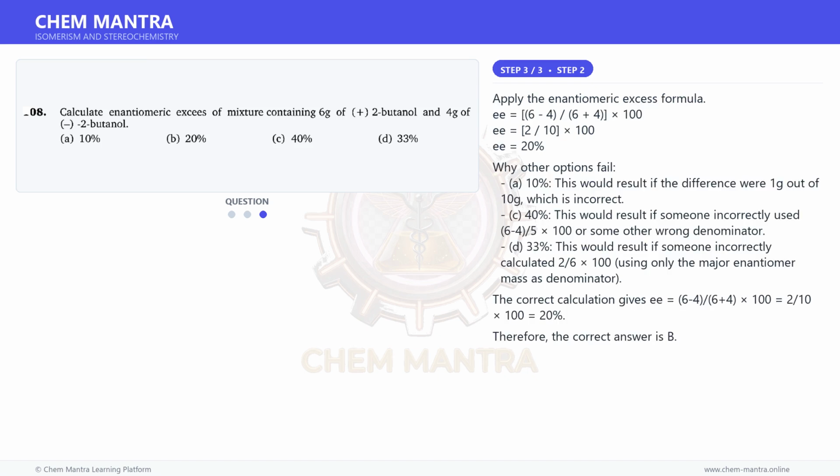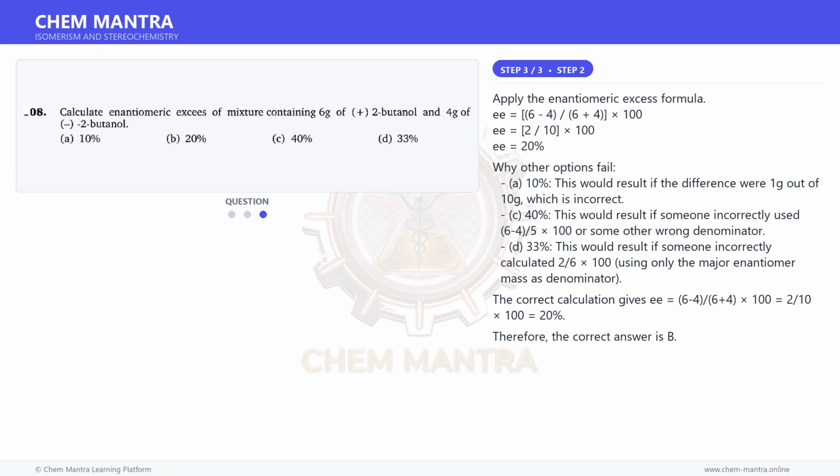And for the final step, apply the enantiomeric excess formula. E is equal to (6 minus 4) divided by (6 plus 4), times 100. E is equal to 2/10 times 100. E is equal to 20%.